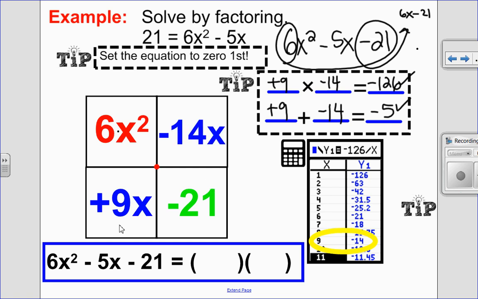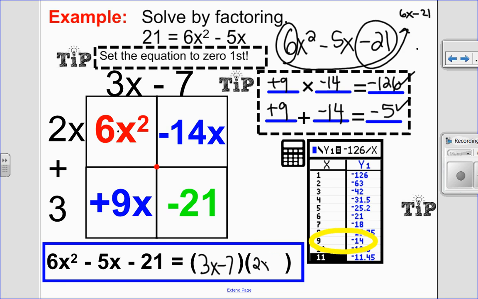So GCF along here would be 3 and x. GCF along here would be 7, but because it's a negative, take that negative out. So 3x minus 7. Over here, I have a GCF of 2x, and over here, I have a GCF of 3. Take out the positive, and it's 2x plus 3. So I've got 3x minus 7 and 2x plus 3. And now I'm ready to solve.